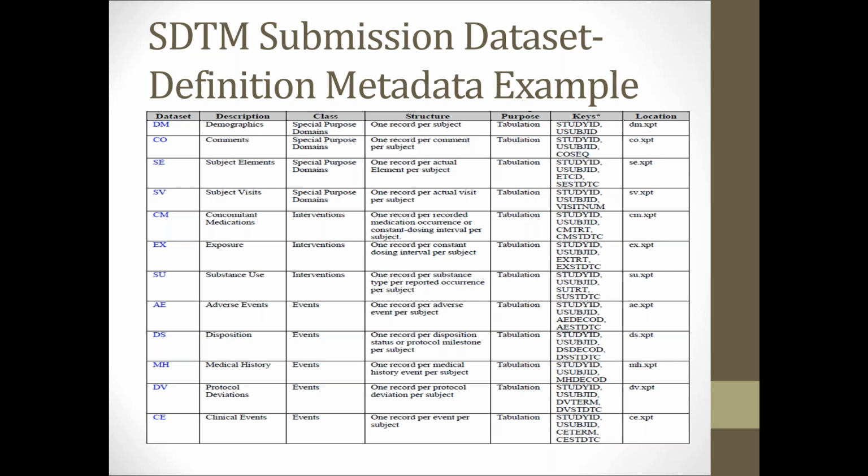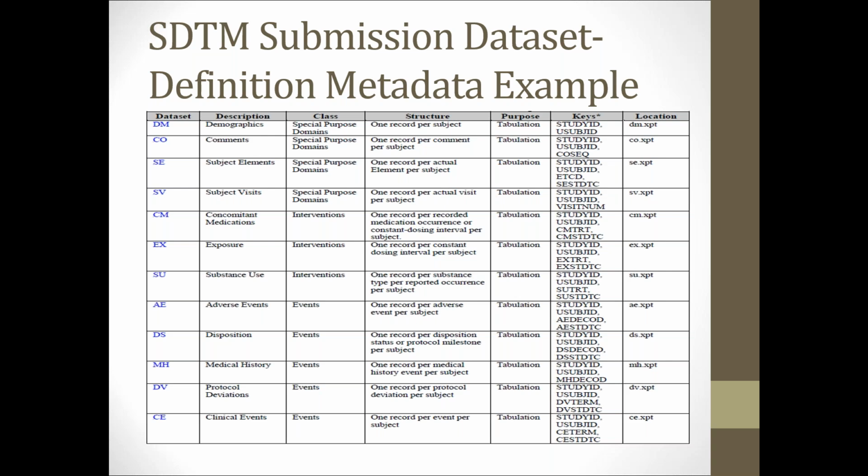So DM is demographics, CO is comments. Each and every comment will be considered a separate record. Suppose subject number 1 has 2 comments; for that subject, we will get 2 records. Subject number 2 has 5 comments; he will get 5 records. The important variables are study ID, unique subject ID, and COSEQ. CO stands for comments, SEQ stands for sequence, comments sequence.